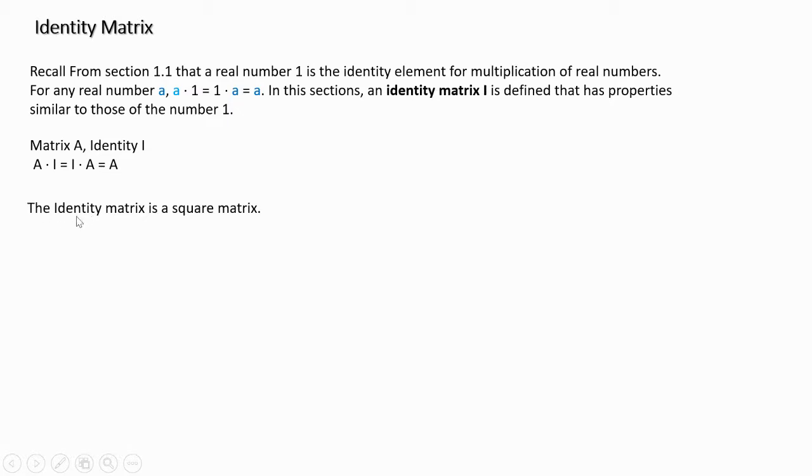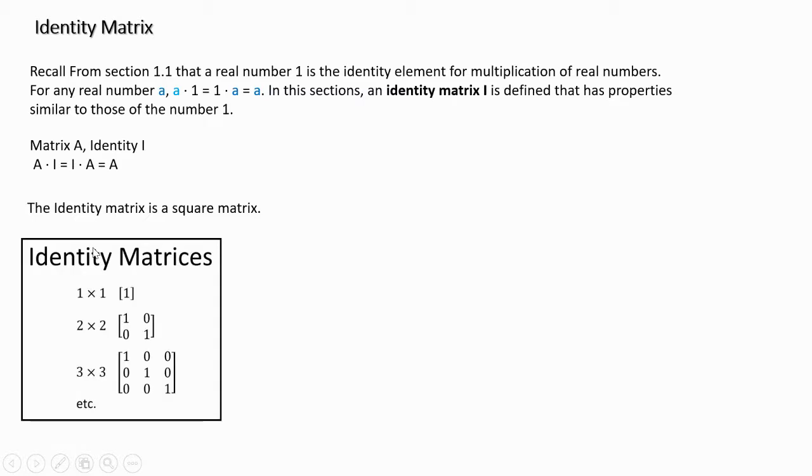The identity, guys, is always a square matrix. What does that mean? Well, it's going to be a 2 by 2, or a 3 by 3, or a 4 by 4, or a 5 by 5. It cannot be 4 by 3 or 4 by 7. It has to be something like a square, like 3 by 3, 2 by 2, and so forth, right? These are the examples here.